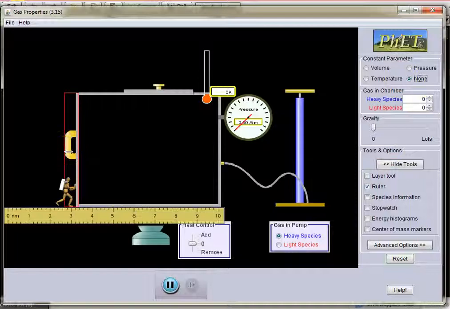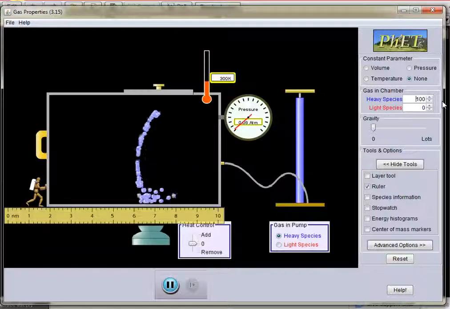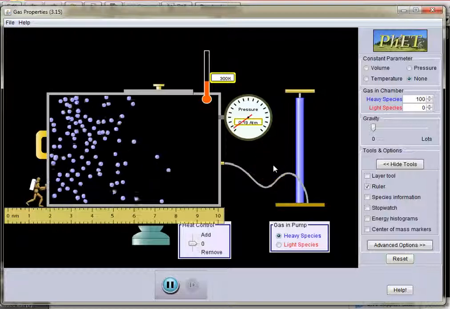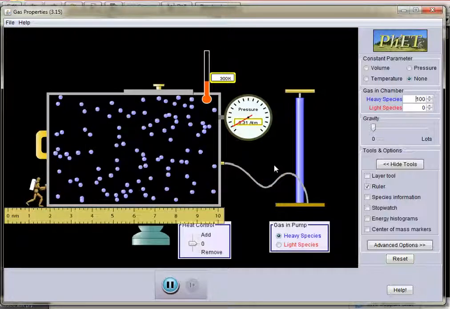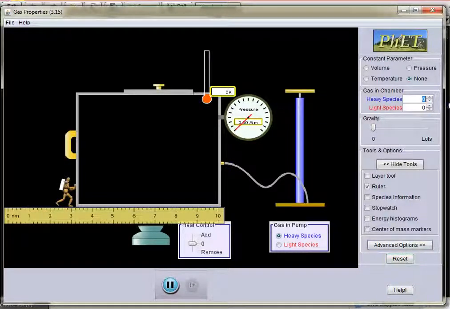Now what we need to do is drag the volume first to number 2. So we now have the volume of the chamber at about 8 units. Alright, let's add 100 heavy particles to this chamber, instead of 180. Let things settle down. Let me reset first. Give me a second, because these settings are very sensitive. So I'll start again, starting with 100 heavy particles.